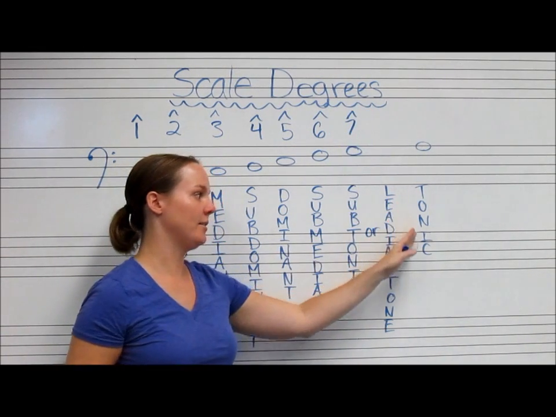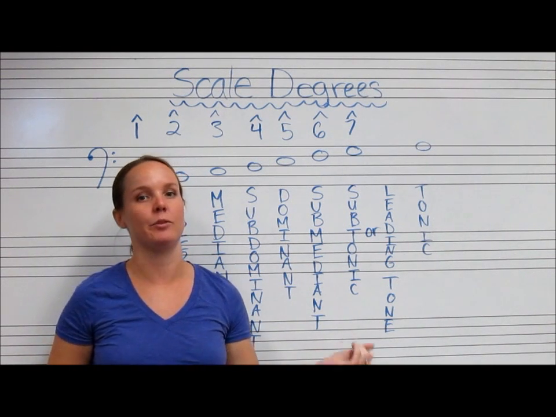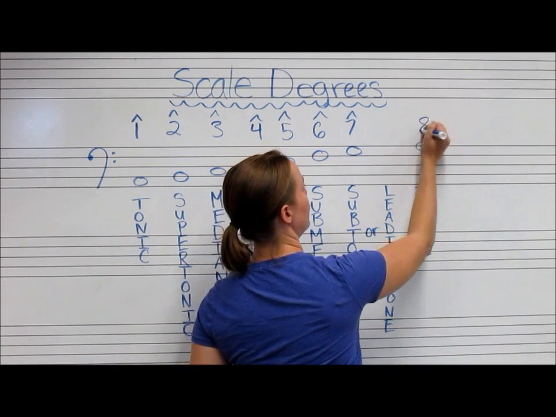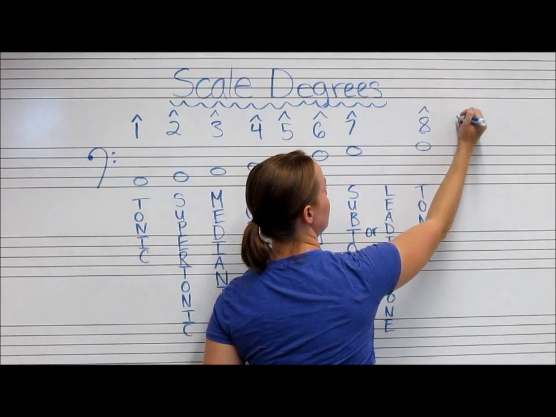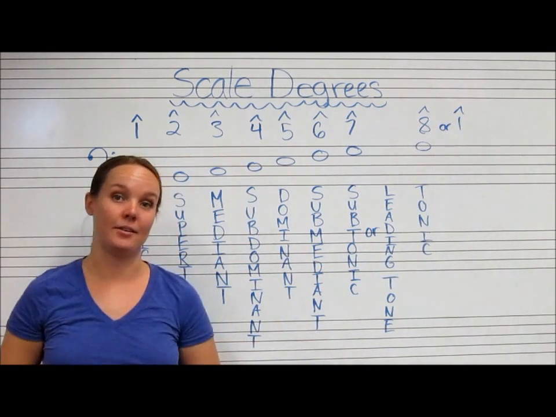And then that brings us back to the tonic, and sometimes we'll write that as the eighth scale degree, and sometimes we'll write it as the first scale degree again. So it could be 8 or 1. It really depends on the context of your piece.